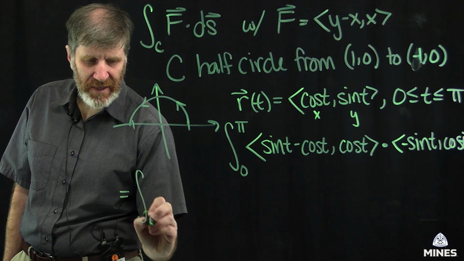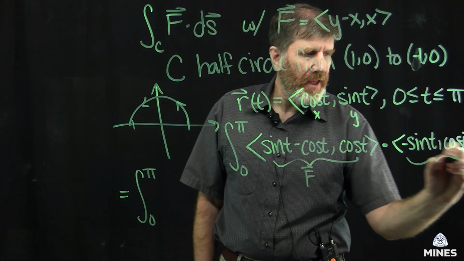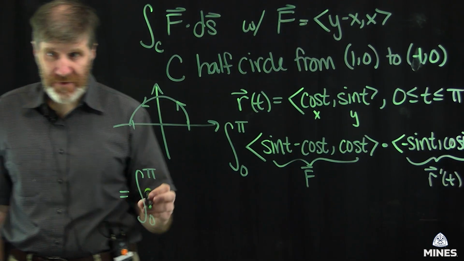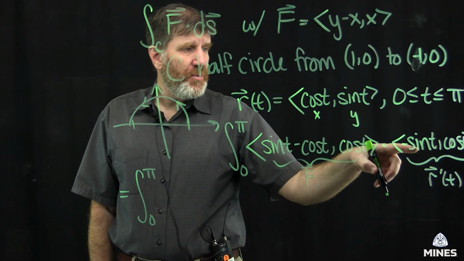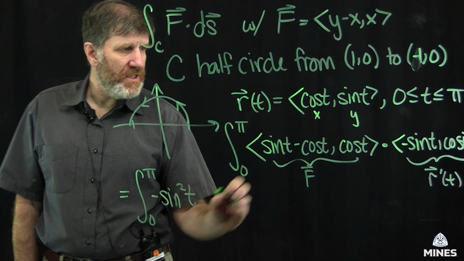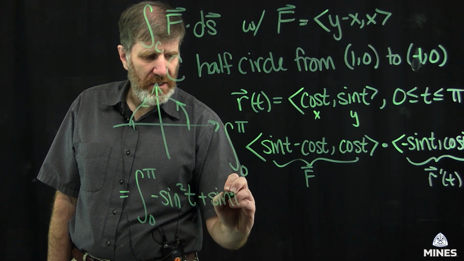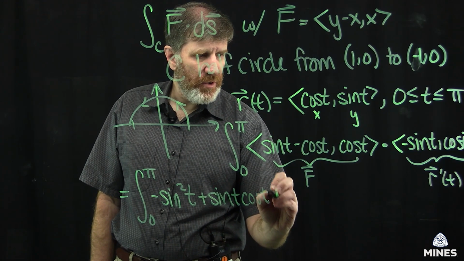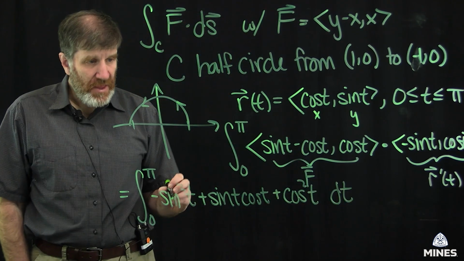So this integral looks like 0 to pi. Remember, this here is f, and this here is r prime of t. Sorry, I trailed off the screen a little bit. It'll be clear here when we rewrite it. So we do the dot product, right? We multiply the first components together. So that's minus sine squared of t, and then sine times cosine. We have a positive sine t cosine t. And then the y components, we have a cosine squared of t, and then there's the dt. So that is what the integral becomes.